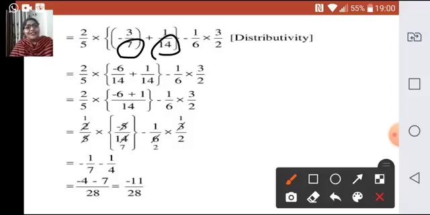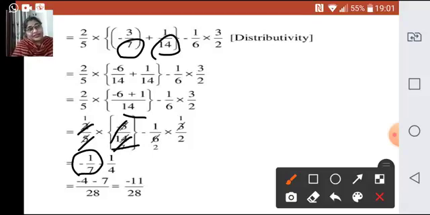So after taking the LCM, I got 14 as the LCM. Numerator will be negative 6 plus 1. Okay, no need to explain, now you people know very well how to take the LCM. Now minus 1 upon 6 multiplied by 3 upon 2 as it is. Now start cancelling. Here I'll get 5 upon 14. So it will be 2 ones are 2 and 2 sevens are 14. 5 gets cancelled. So it is 1 upon 7.